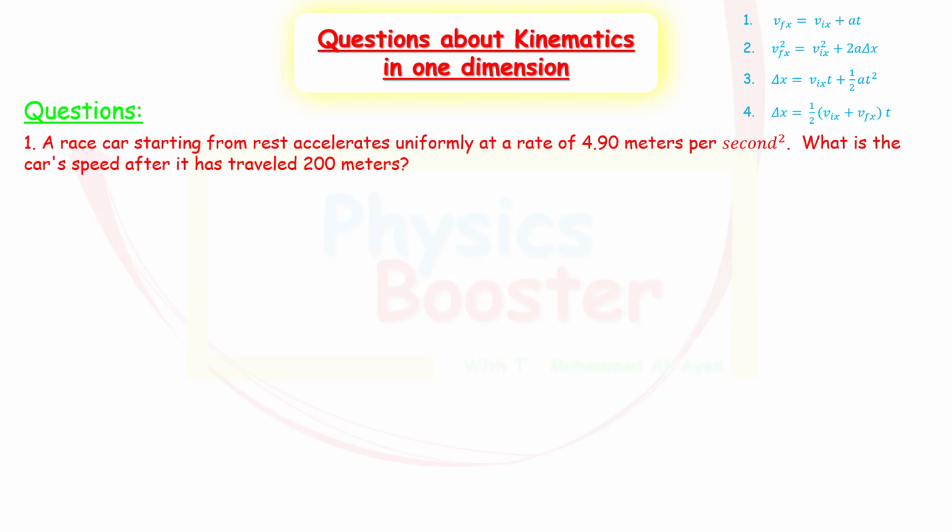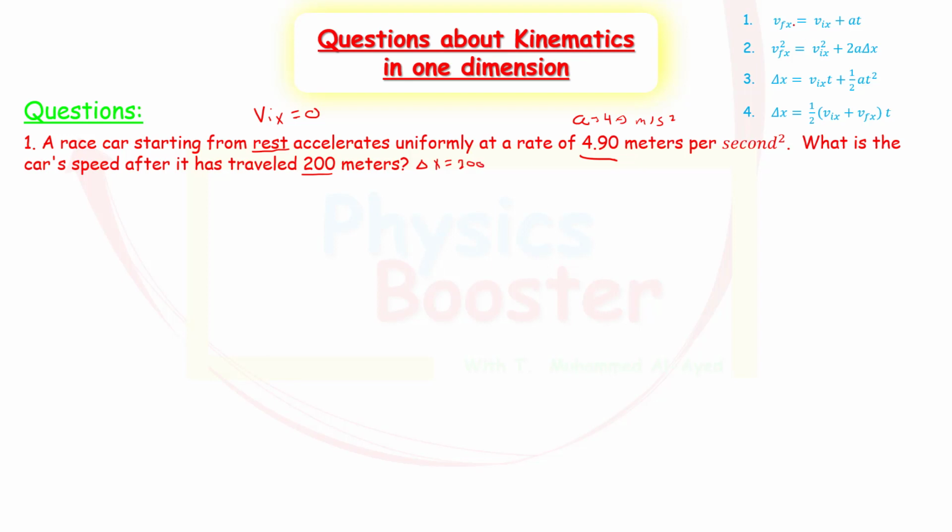Second of all, you will reach a point where, by reading the question, you will know which equation to use. We were saying that a race car starts to accelerate uniformly, but it's important to read that it says it started from rest, so we know that v initial x is equal to 0. And it accelerates at a rate of 4.9, so the acceleration is equal to 4.9 meters per second squared. Now, what is the car's speed after it has traveled 200 meters? So the displacement delta x is equal to 200.